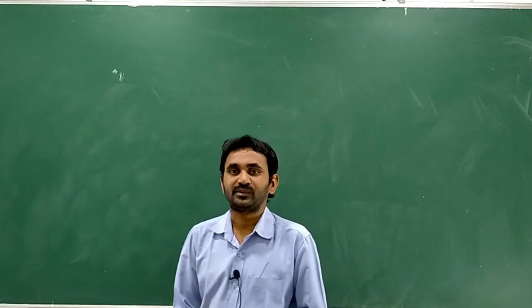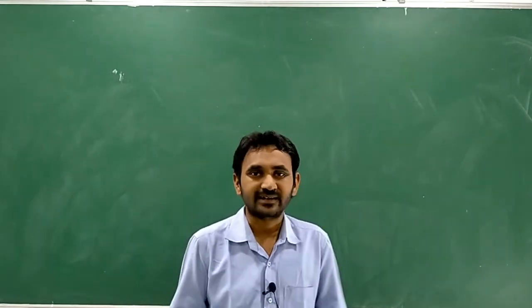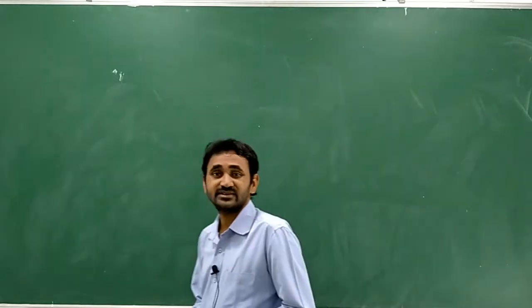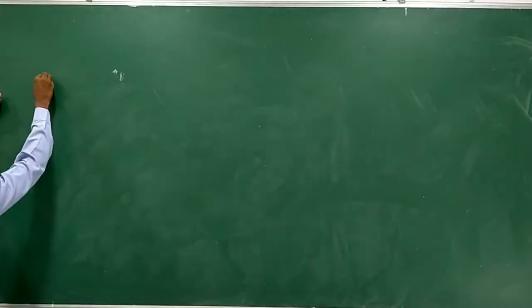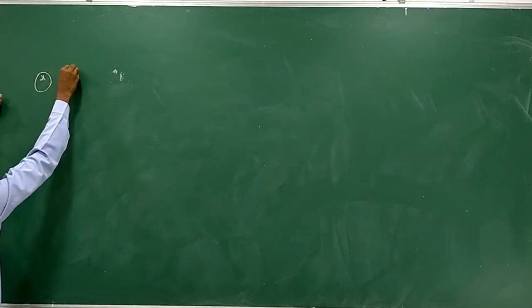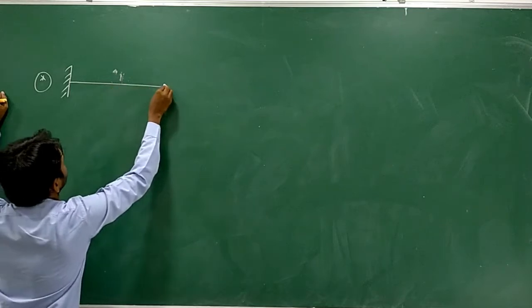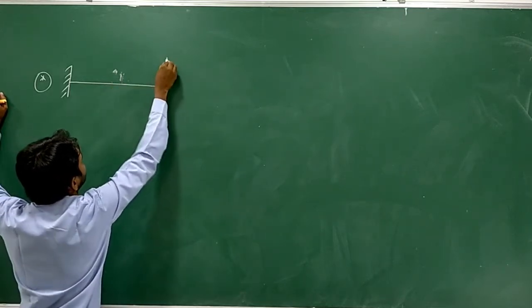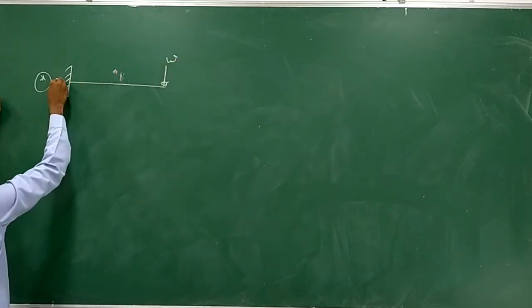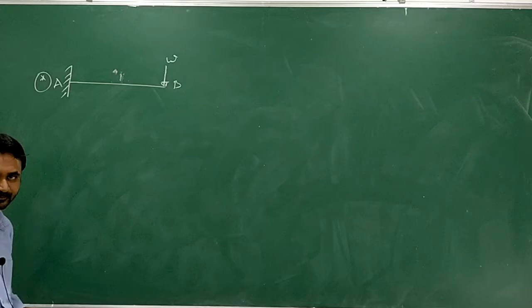So now let us solve a problem, a standard case, that is case 1 in the moment area method. So let's see case 1: a cantilever beam with a point load at its free end, that is W. Let this be A, let this be B.